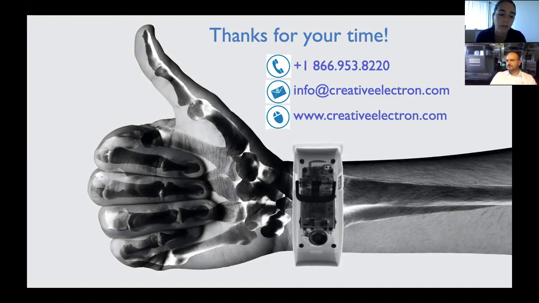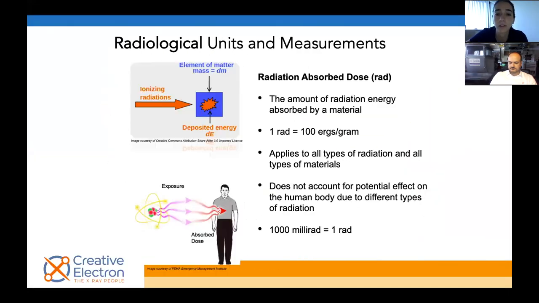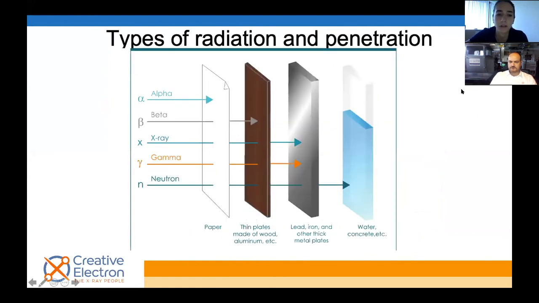Lead. Lead's the primary shield for X-ray cabinets. And as we went through a few slides ago, lead is really effective at stopping X-rays and gamma rays, which are the ones that we're concerned about when we're talking about X-ray safety. So there's sheet metal built in, and that reduces radiation as well, but the primary shield is made out of lead.